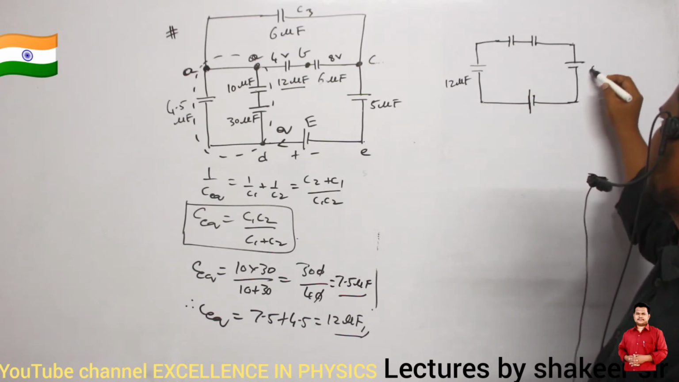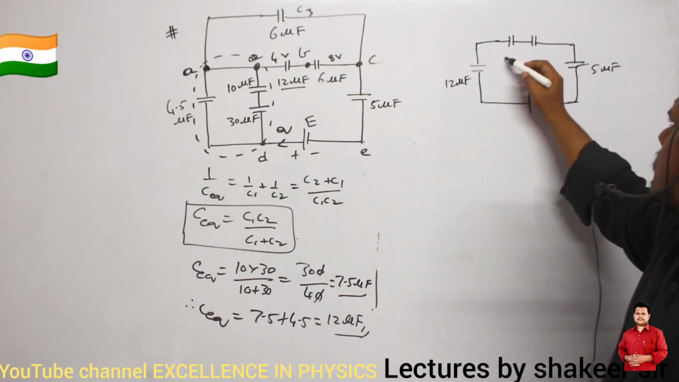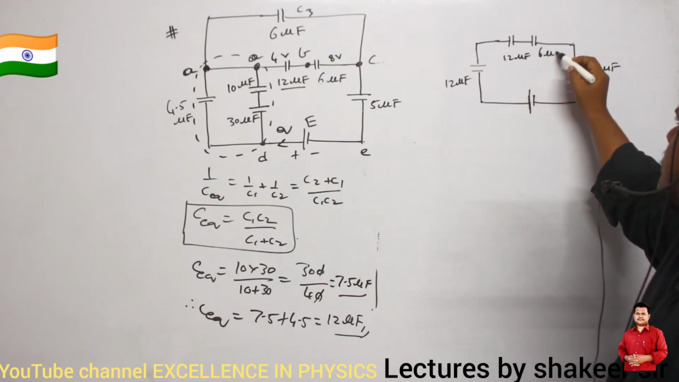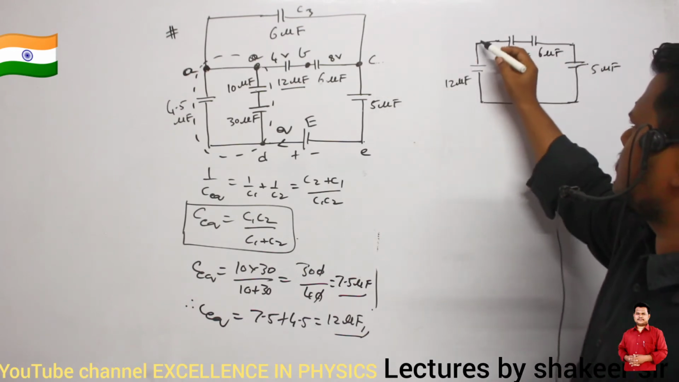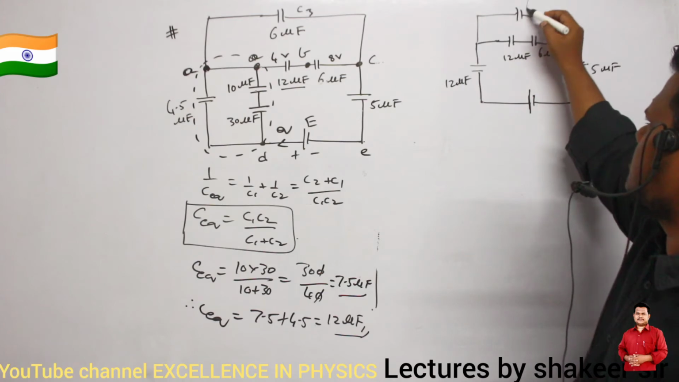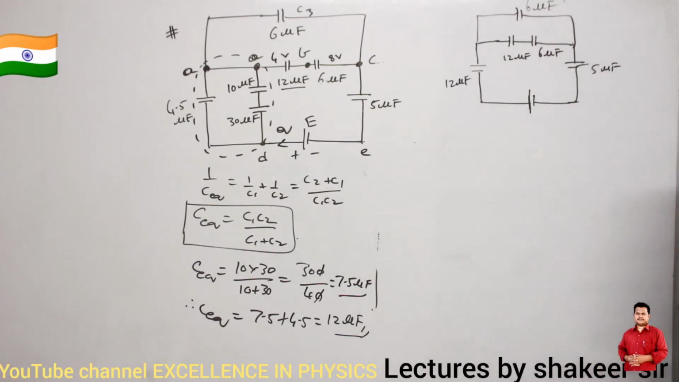So this is 5 microfarads. Clear, no, ma? So this is 12 microfarads. This one is 6 microfarads. And to this one, another 6 microfarads, it is in parallel. So this is 6 microfarads. Up to here it is clear, no?